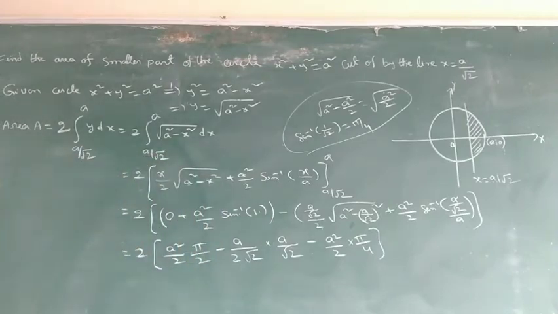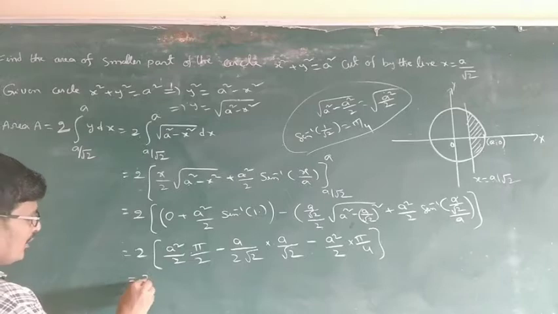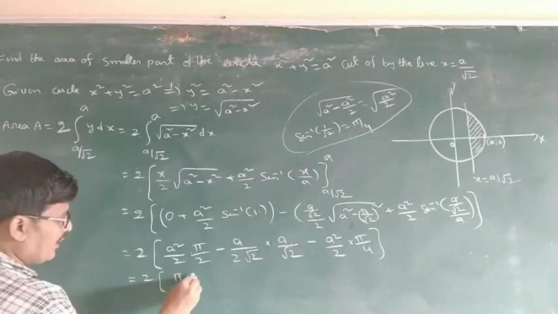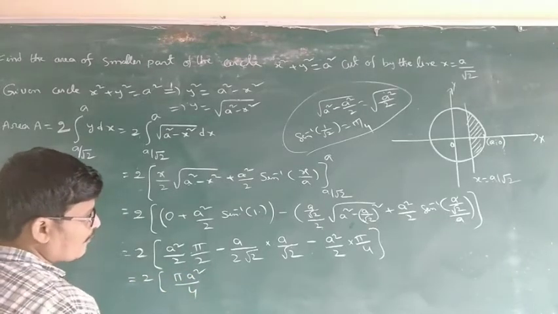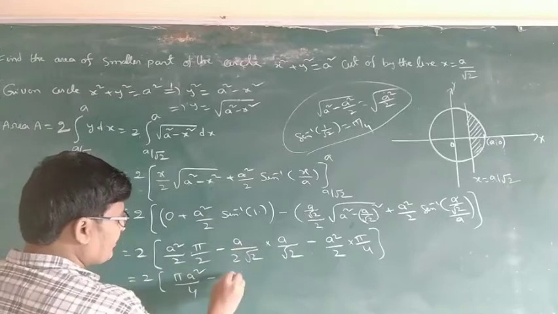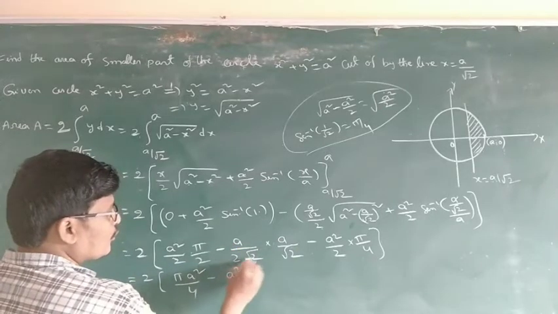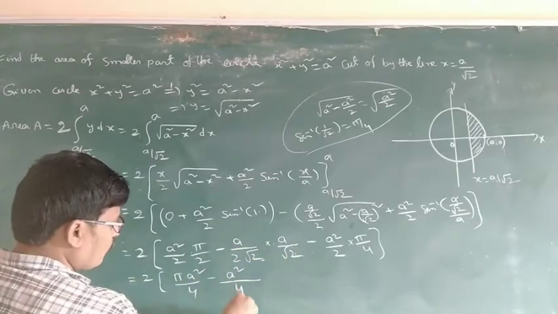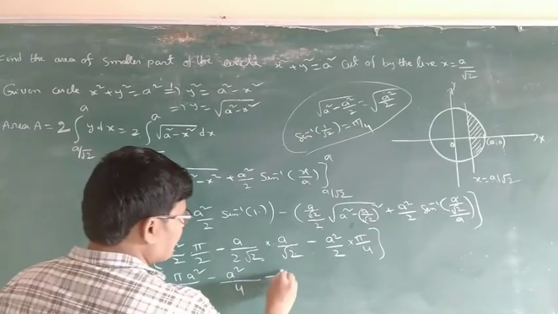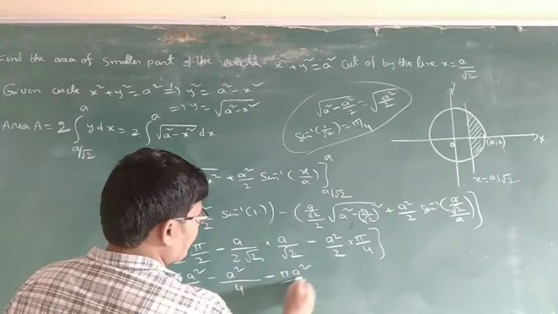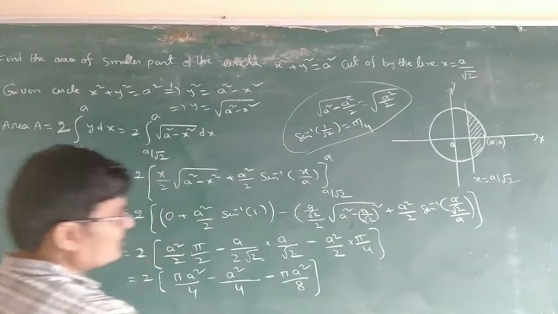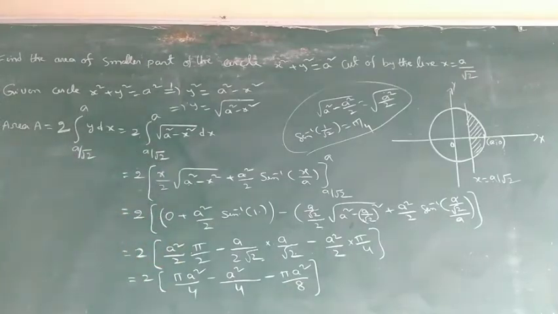Okay, next. 2 into pi a square by 4 minus a into a square by 2 root 2, into 2, gives 4 minus pi, a square by 8. The area is pi a square by 8.